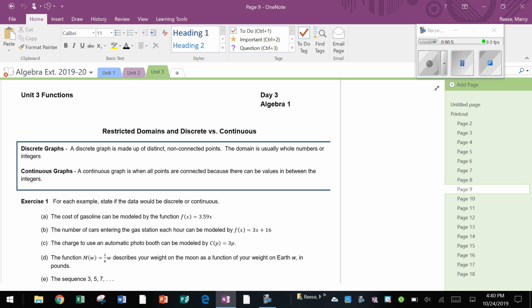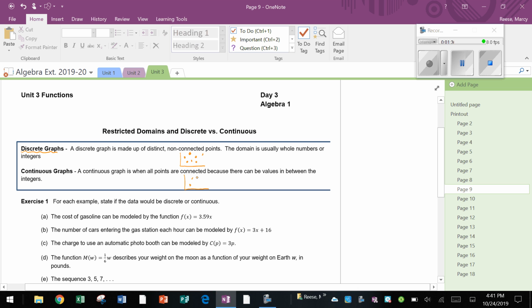All right, restricted domains and discrete versus continuous. Okay, let's talk about discrete graphs first. A discrete graph is made up of distinct non-connected points, and the domain is usually just whole numbers or integers. So when we think of a discrete graph, we just think of a bunch of points that are not connected. A continuous graph is when all points are connected. Continuous keeps going, and the values include everything in between those points.